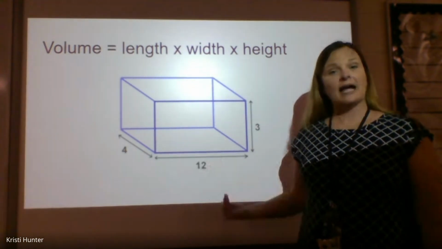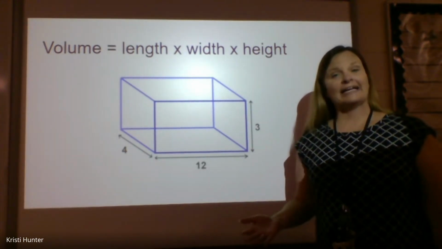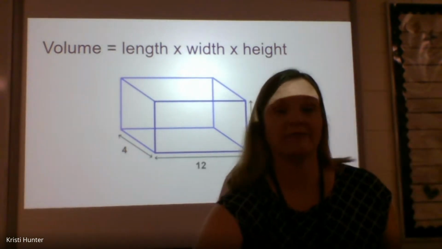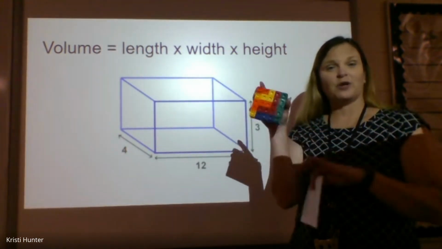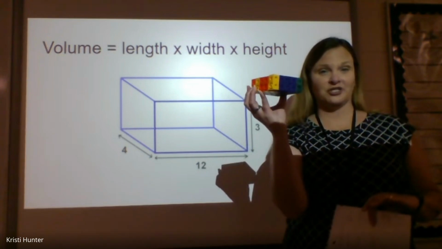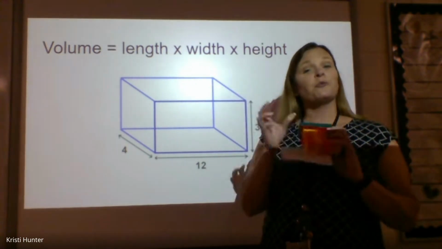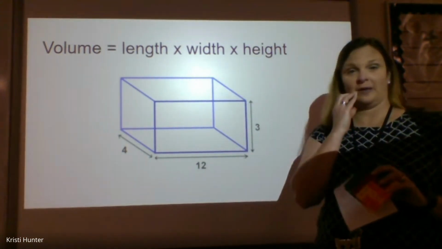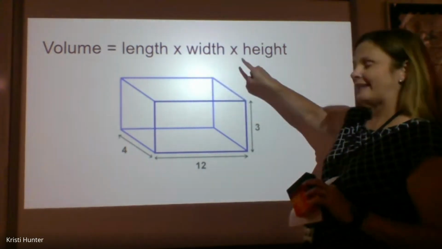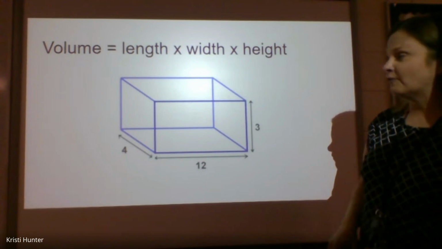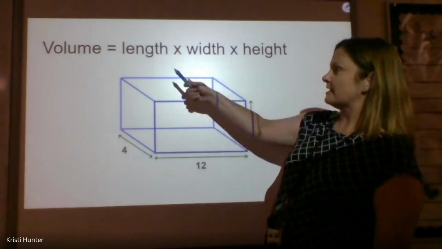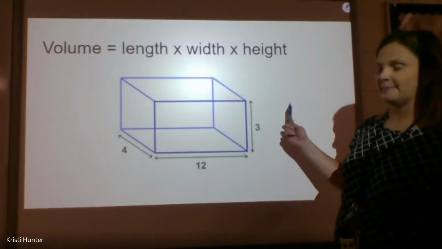We had length times width. The thing that we added in, because we went from a flat 2D shape to a three-dimensional shape, was that we had three different values that we were talking about: length, width, and height. So we said in order to find our volume, we would take the length times the width times the height.